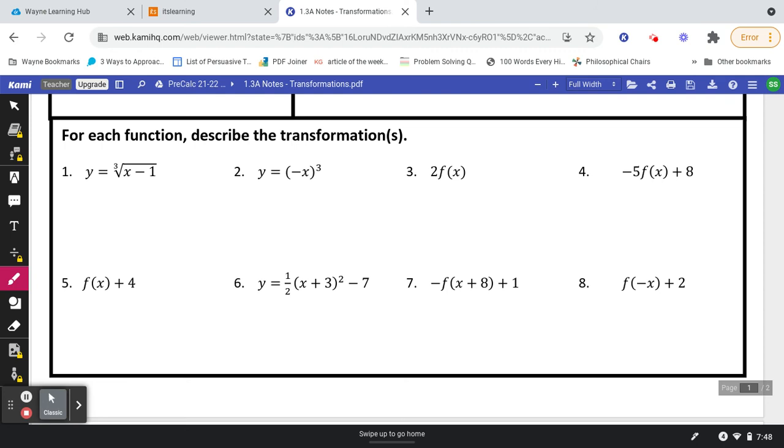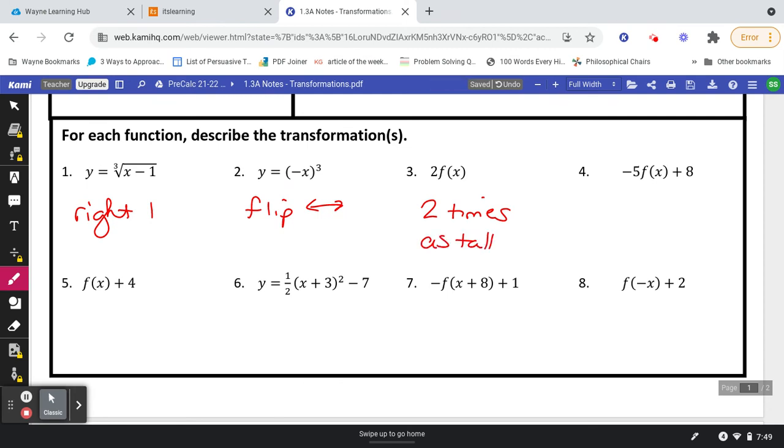Hopefully you had the opportunity to try these. I'm going to run through these pretty quickly. If you have any questions, you can, of course, ask me in class or send me an email. This first one, the -1 is on the inside, so that's going to move to the right one place. Number 2, the negative is on the inside, so that's going to flip right left. Number 3, there is a 2 in front, so that means that the graph is going to be stretched 2 times as tall.